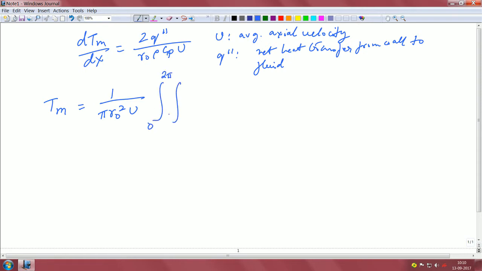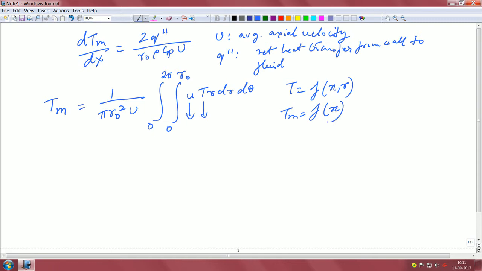So, I am just noting down the key quantities: U, T, r, dr, d theta. This U is basically the local velocity, T is basically the temperature field, right. So, T in general is a function of both x comma r, whereas your mean temperature should be a function of x only, because we are taking the r variation away, and that is exactly the purpose of the integral. Also we defined h, the heat transfer coefficient, based on T naught minus Tm, where T naught was the wall temperature.